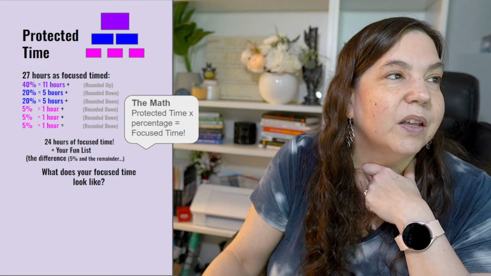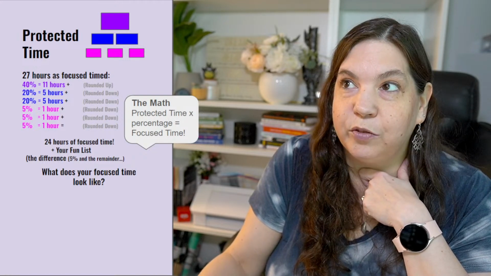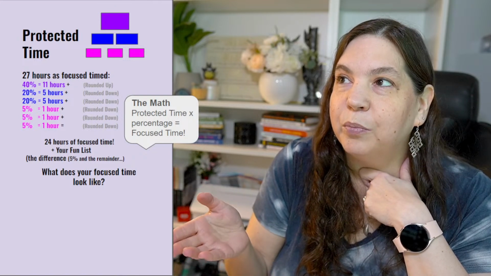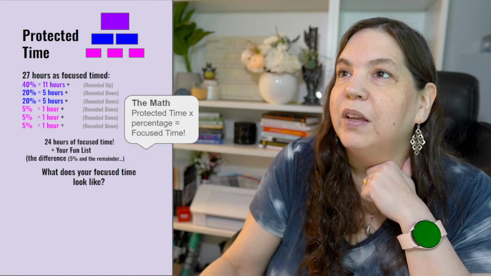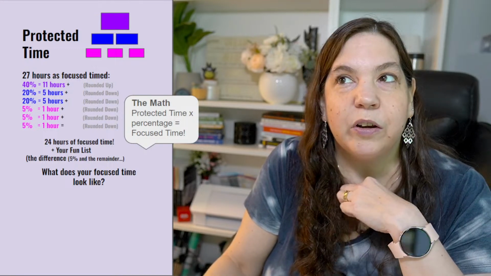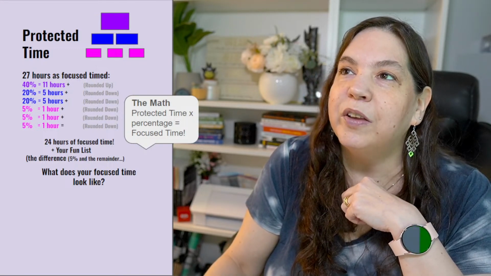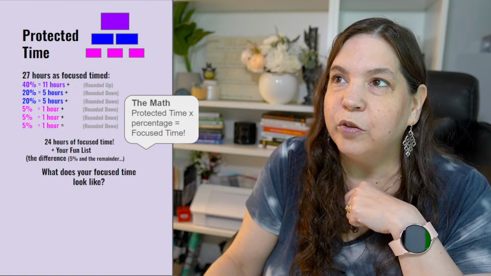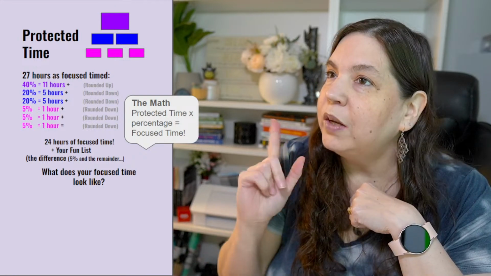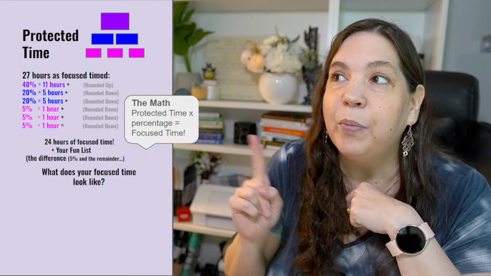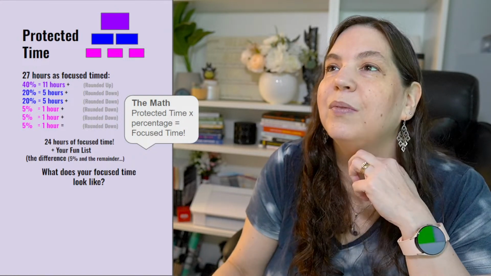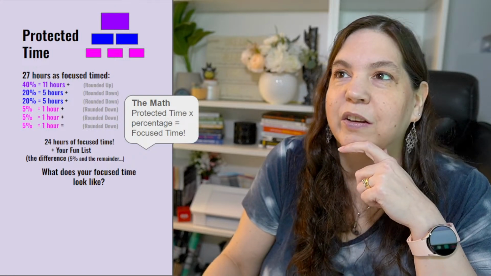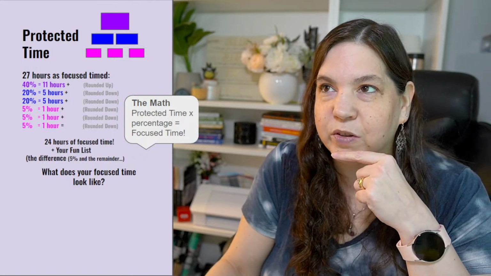We're also rounding up or rounding down, depending: using, of course, 0.5 or higher, you round up, 0.4 and under, then you round down. So 27 hours, which is what our example has. 40% is 11 hours. We rounded that up. 20% is 5 hours each. Those are rounded down. 5% is 1 hour each, which does not seem like a lot, but if it's focused time, you get a lot done. And remember, those are just your small goals, right? So those get rounded down as well. So that's 24 hours of focused time.